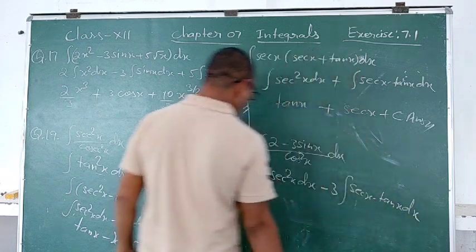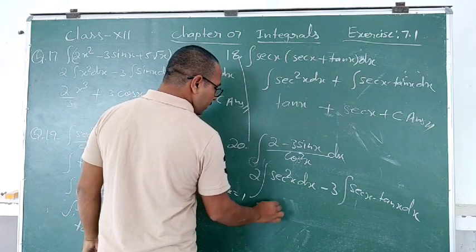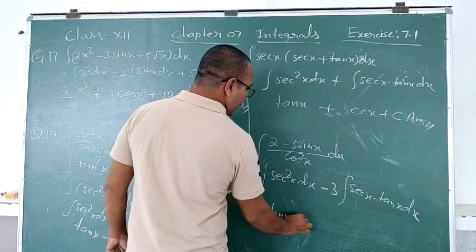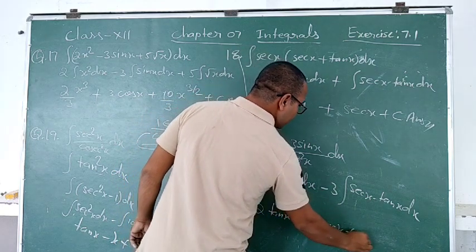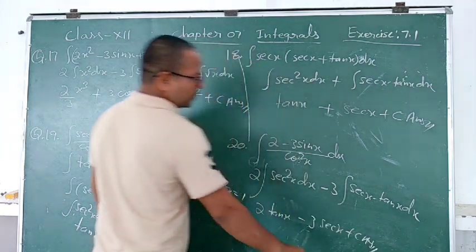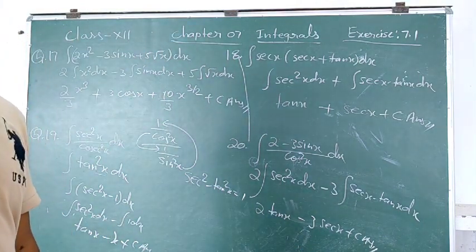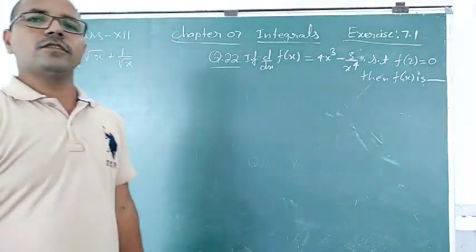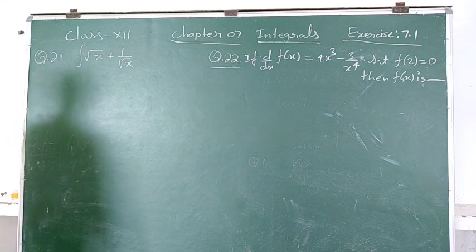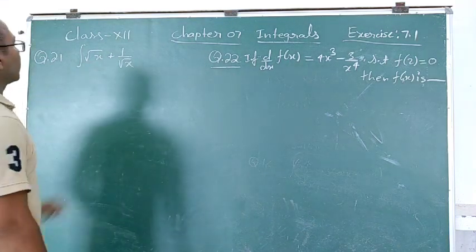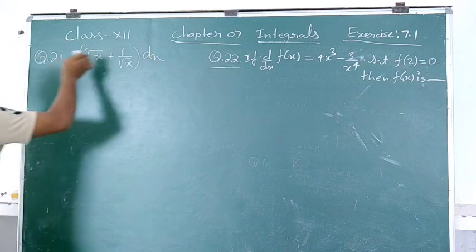So now the integral of sec square x, as we just did, is tan x. Minus 3 times the integral of sec x into tan x, which gives sec x plus c. So this will be the answer. Clear, students? Very simple. So now let's see the last two questions, question number 21 and 22. Root x. Students, we have to integrate as we have done in question number 20.